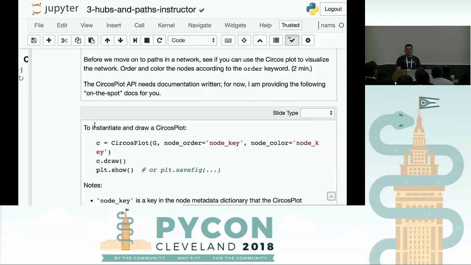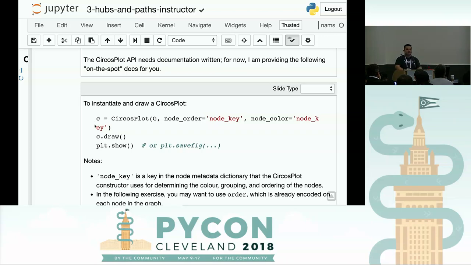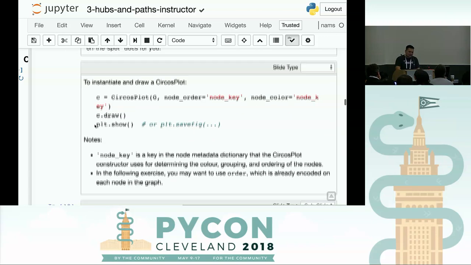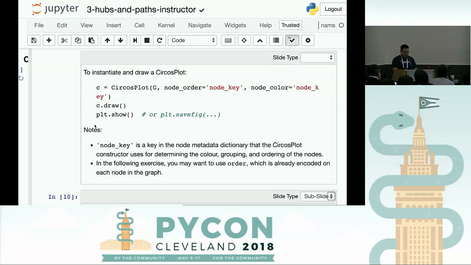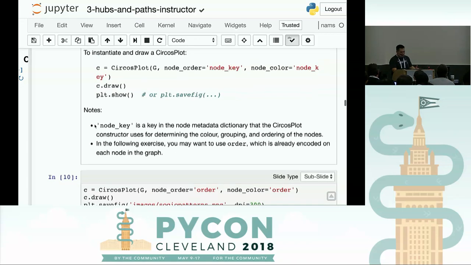Mridul has been a contributor on some things. I've got people PRing new stuff into the package all the time. So do check it out and consider it in your next project, right? You don't have to use it, but do consider it. So this is how you use NXViz.